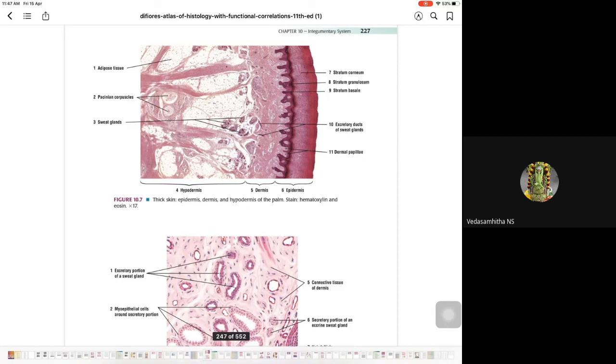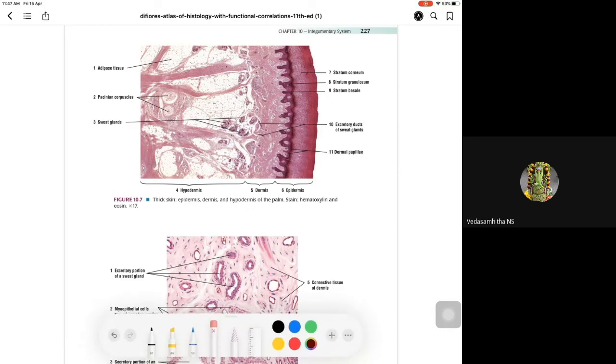See, the structures that are coming, these are the rete ridges, and in between the rete ridges is the papillary dermis. All the adnexal structures are quite deep in the dermis and they extend into the subcutaneous tissue. In some diseases, it may come off, for example, scleroderma.